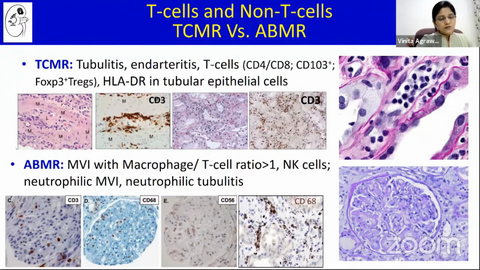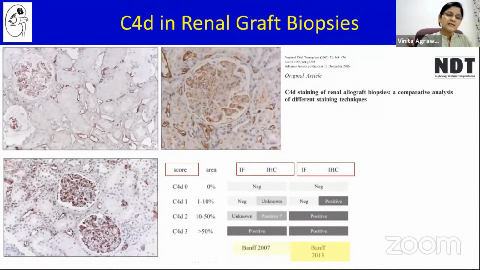C4D is of course a part of the normal evaluation of renal biopsies. Typically on immunohistochemistry, it stains as a linear deposit along the peritubular capillaries and can also stain the glomerular basement membrane. It can also be done by immunofluorescence, and there are a number of studies which talk about the comparative analysis of C4D staining by immunohistochemistry and immunofluorescence.